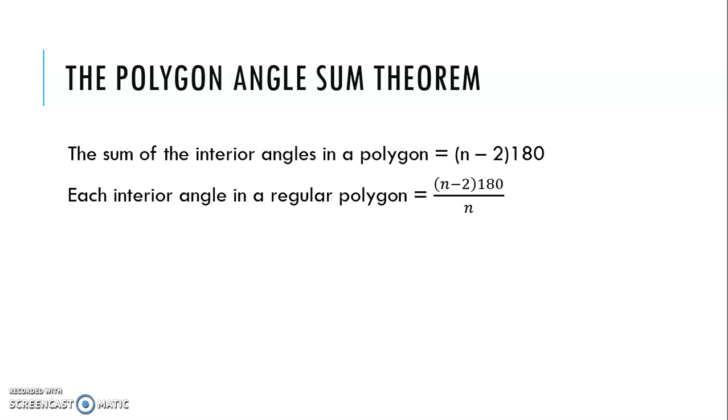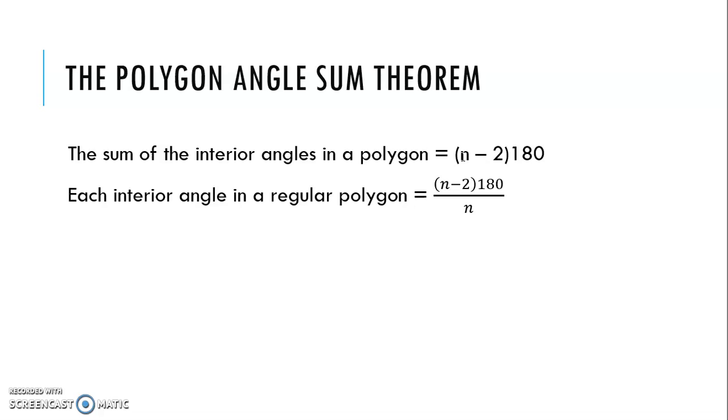Now for this theorem, you don't necessarily need to know the name of it, but you do need to know how to apply it. All it says is that the sum of the interior angles in a polygon can be found using the formula n minus 2 times 180, where n is the number of sides of the polygon. So if you have a hexagon, which has 6 sides, you would do 6 minus 2, then times 180.